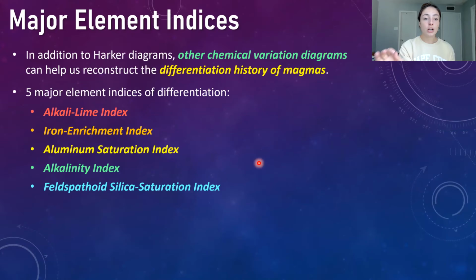So these Harker diagrams are not the only way that we can reconstruct the differentiation history of magma. There's also major element indices, so major elements like the ones we just talked about: alkalis, calcium, magnesium, iron, and aluminum. All of those elements are major elements in igneous rocks, and there are indices of differentiation that we can use to also help us understand the differentiation history of magmas based on compositions of rocks. And here we can see the 5 ones we'll talk about today are the alkali-lime index, the iron-enrichment index, the aluminum saturation index, the alkalinity index, and together with the alkali index, we'll talk about the feldspathoid-silica saturation index.